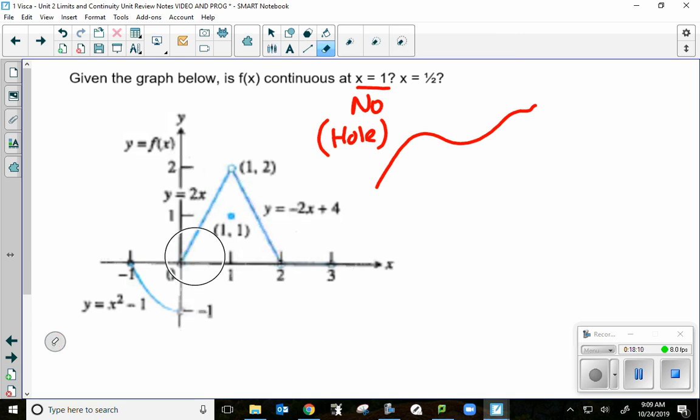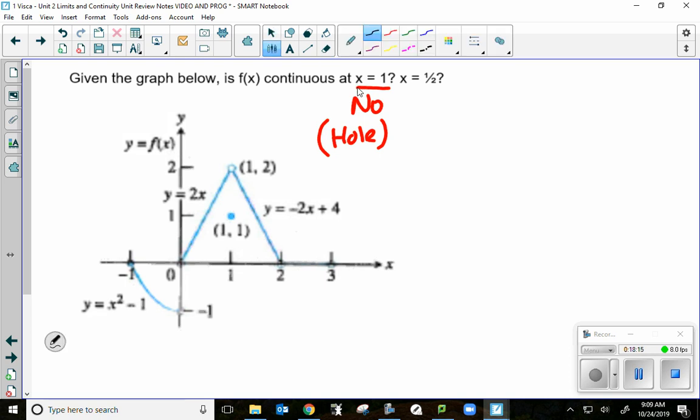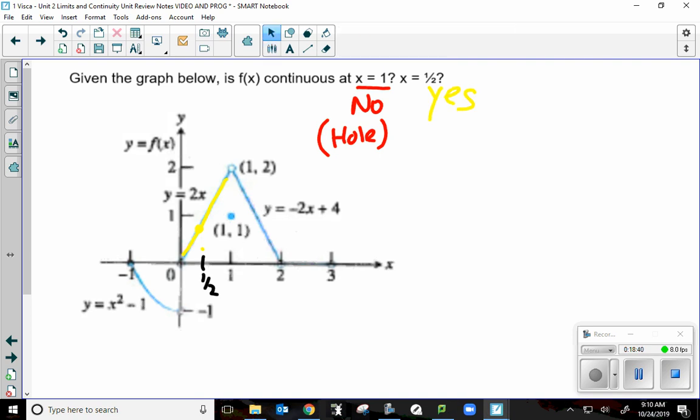Okay? Now, what about when x is 1/2? Well, Mr. Visca, I don't see 1/2 here. Isn't 1/2 between 0 and 1? Okay. 1/2 would be somewhere on that line. Actually, it looks like it's right around there. Yeah, it's continuous at that point because I can go through that point without picking up my pen or pencil. Okay? Yes. It's continuous there. To me, it's so much easier to see on a graph, a visual picture, if it's continuous or not, if it's a continuous line, continuous curve. Okay?